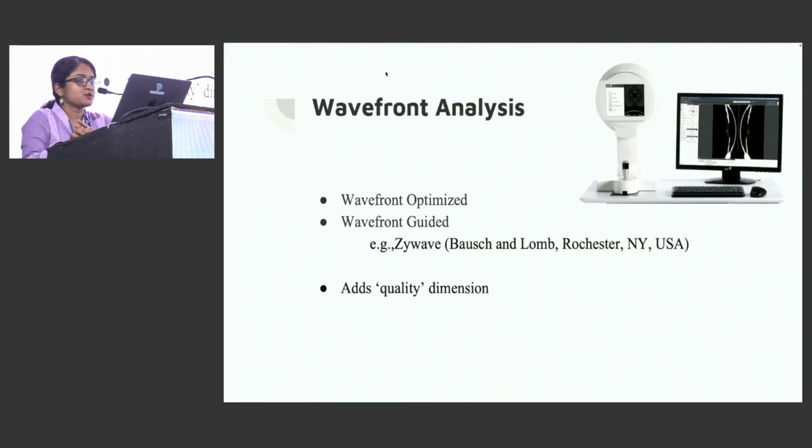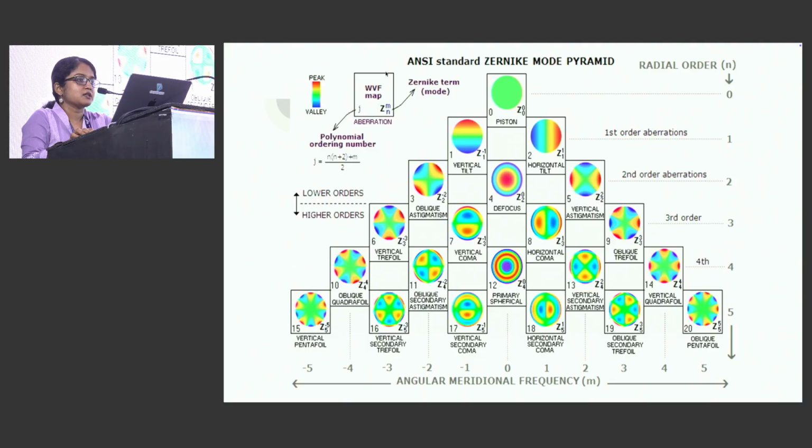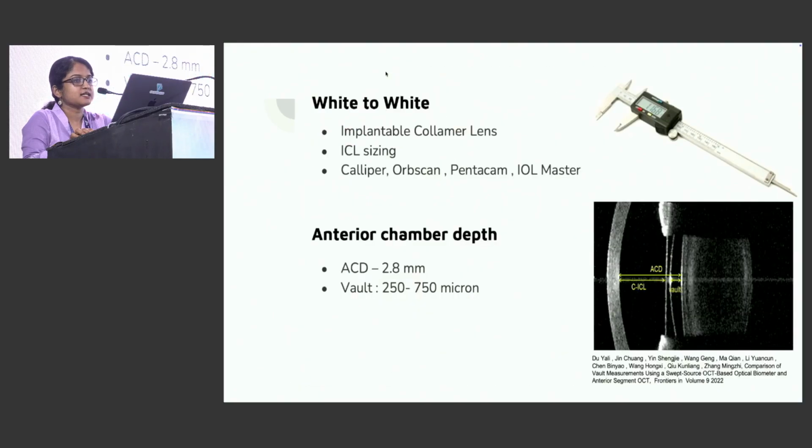Now, aberrometers are used to determine the ocular aberrations and to provide a customized treatment plan. It adds a quality dimension to the treatment. High comas indicate the need for a topography-guided approach. So, this is a Zernike order showing various types of aberrations.